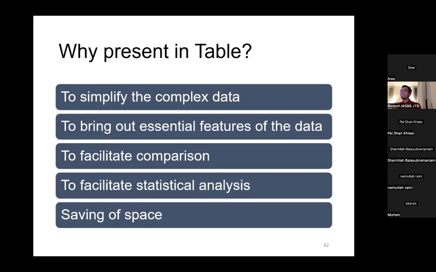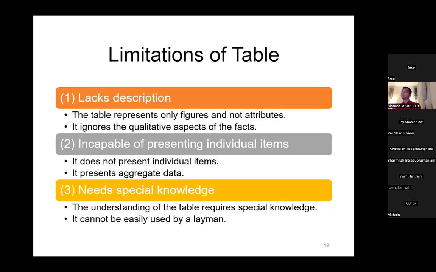To bring out essential features of the data, as mentioned to you just now, or to facilitate comparison. Usually when we do a table, we want to compare something, right? Advantages and disadvantages. We put it into the table, we can see the advantages and disadvantages academically. To facilitate statistical analysis: when we do statistical analysis, we need to arrange the data into a table as well. Then we can do further analysis and save space. Writing all of that into text would definitely be troublesome.